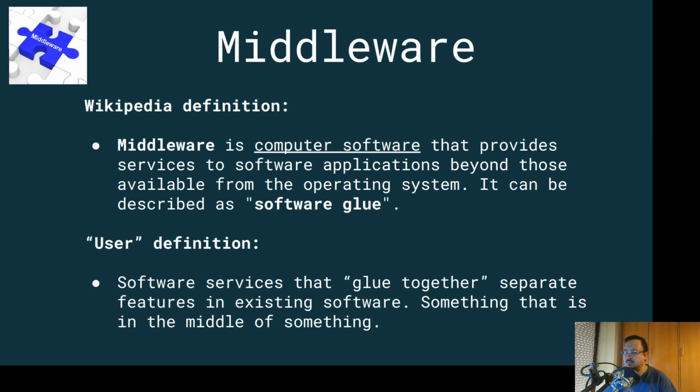As we understand here, usually it's meant for operating systems, but it's been used for a long time in programming and development. So I like to use my own definition: software services that glue together separate features in existing software. In other words, something that is in the middle of something. You see here in the image, it's like the adapter pattern. So that's a middleware, something in between that glues together two services.